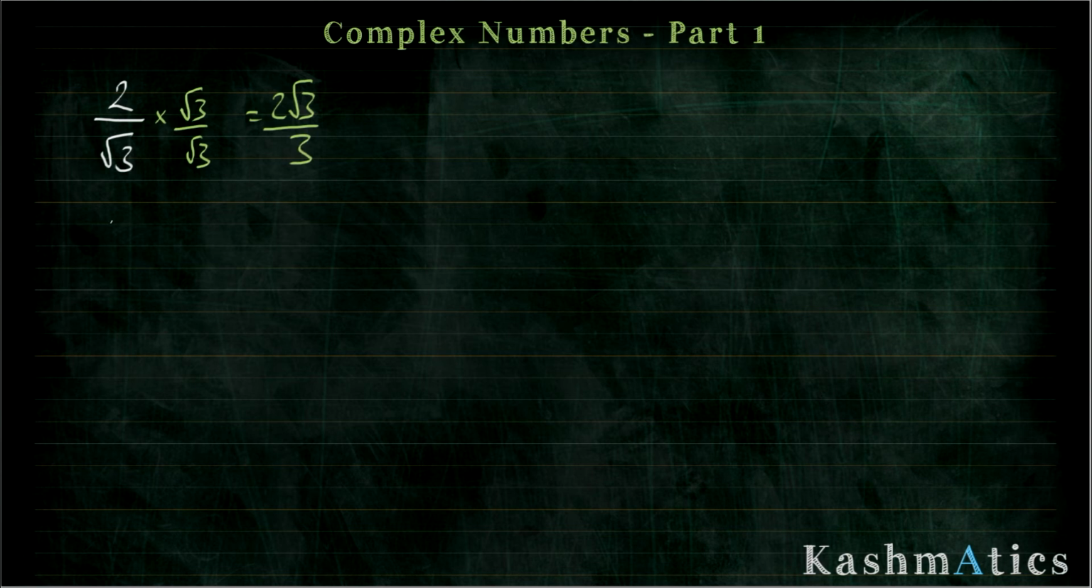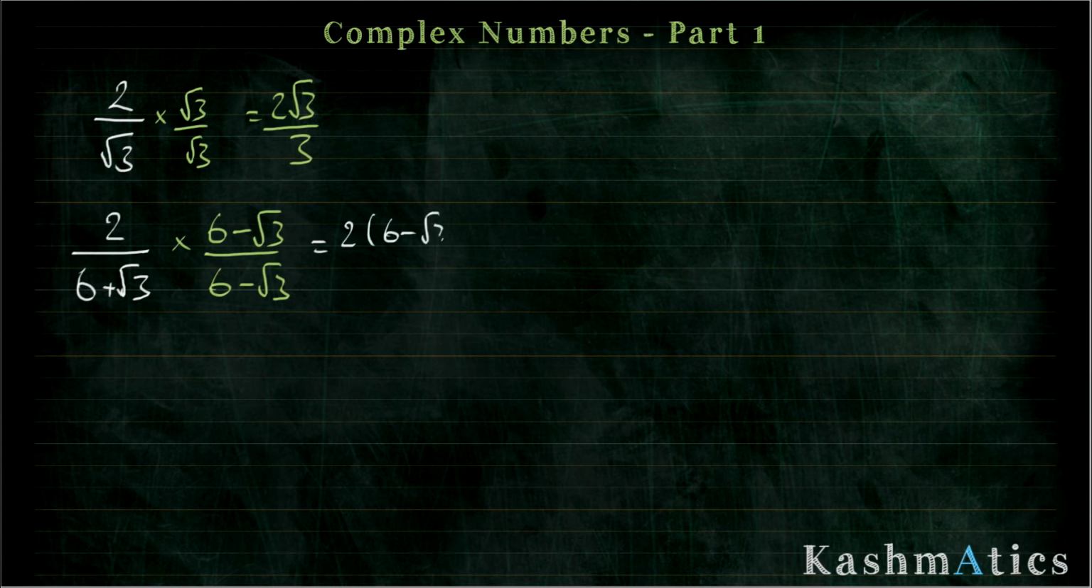If I had something like 2 over, let's say, 6 add root 3, what I would do then is multiply the top and bottom by 6 minus root 3 over 6 minus root 3. That would give me 2 multiplied by 6 take away root 3, all over, this is the difference of two squares, so it'd be 36 take away 3, so it'd be over 33. I could open up the brackets if I wanted to, but I'm just going to leave it like that.